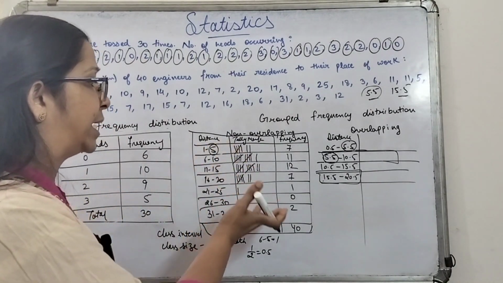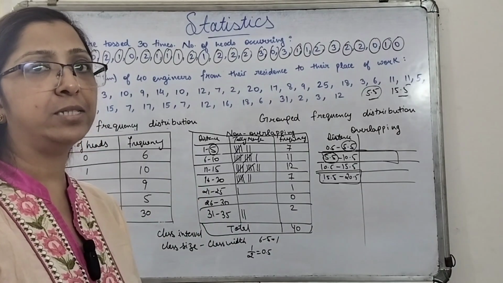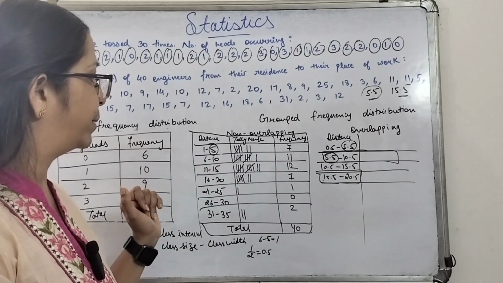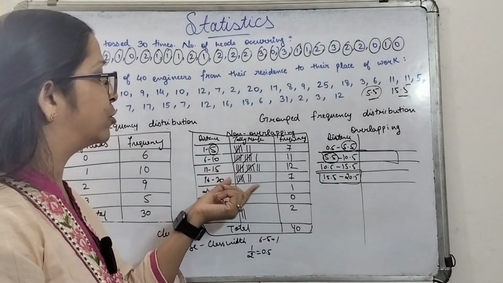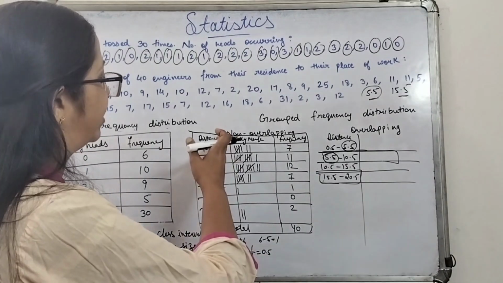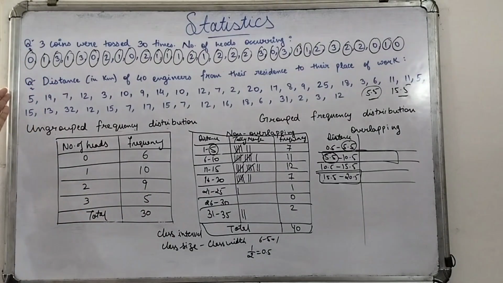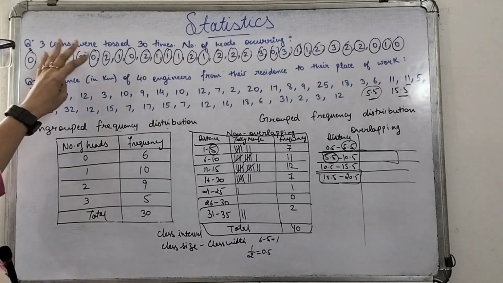We can make the class size big, and we can make it small. It all depends upon us. There is no strict rule behind it. If it is mentioned that this should be the class interval, then we have to take that only. But if it is not mentioned, then we can take it as per our convenience. These are questions from the exercise only. So this is how we will be representing data.